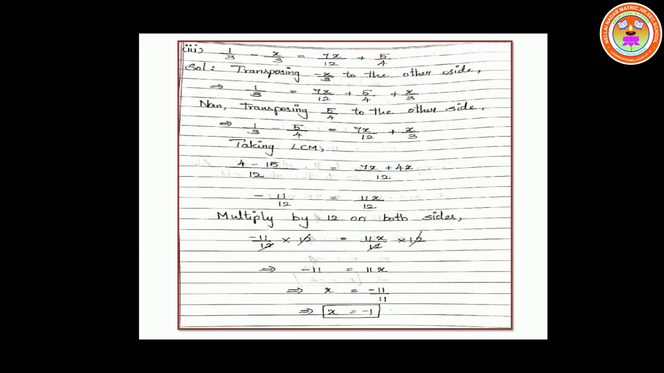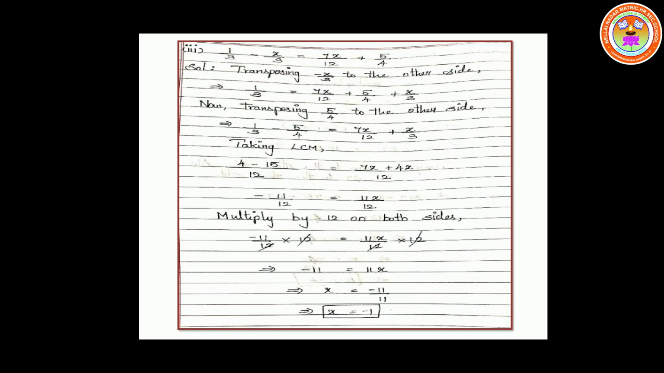1/3 - x/3 = 7x/12 + 5/4. Transposing - x/3 to the other side. So what I'm doing, I'm going to take the variables to one side and the constants to one side. So I'm going to transpose - x/3, that is the negative symbol, to the other side, making it positive, and that 5/4 I'm just going to take to the other side, the next step. Yes, transposing 5/4 to the other side.